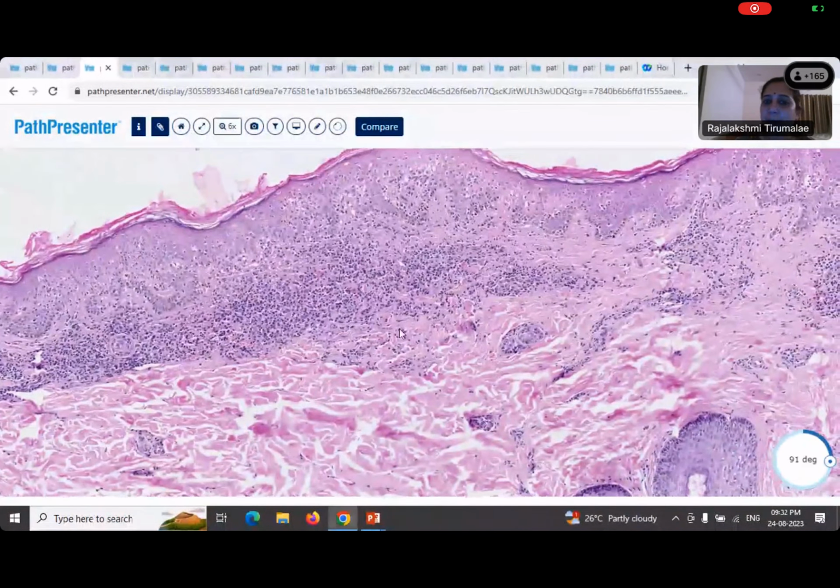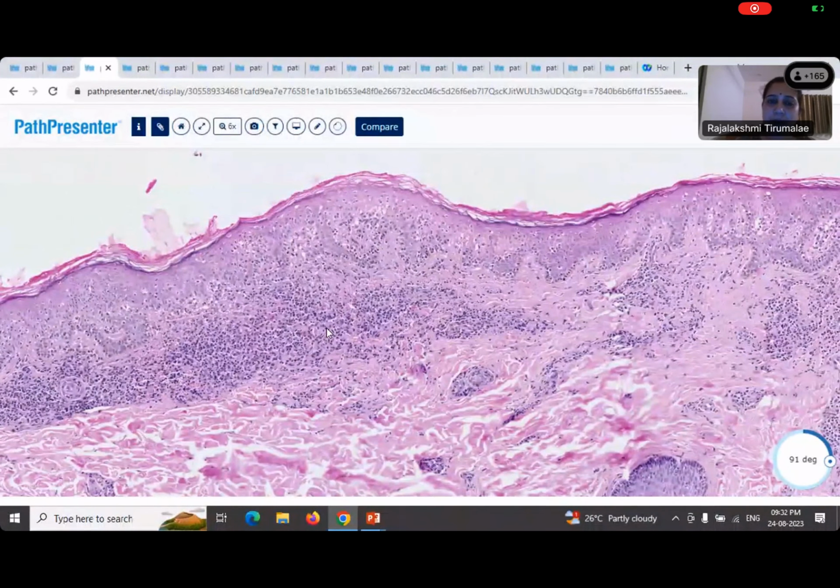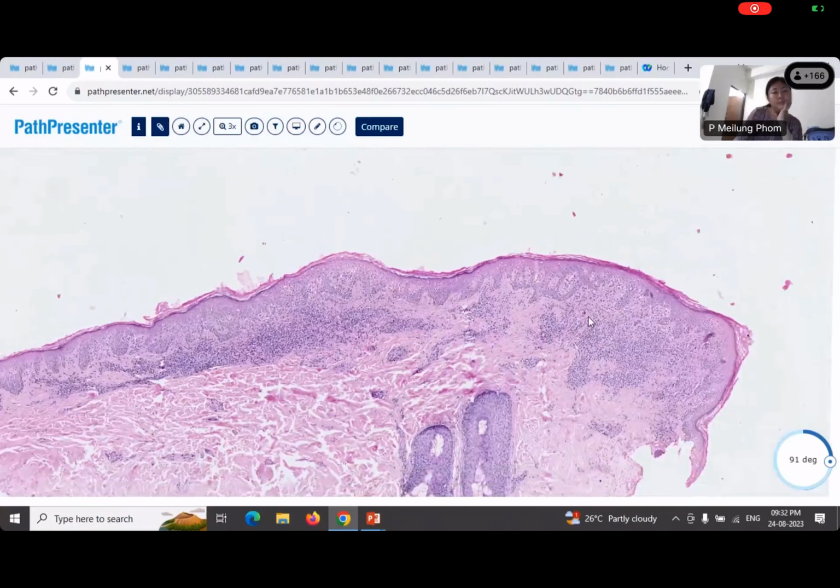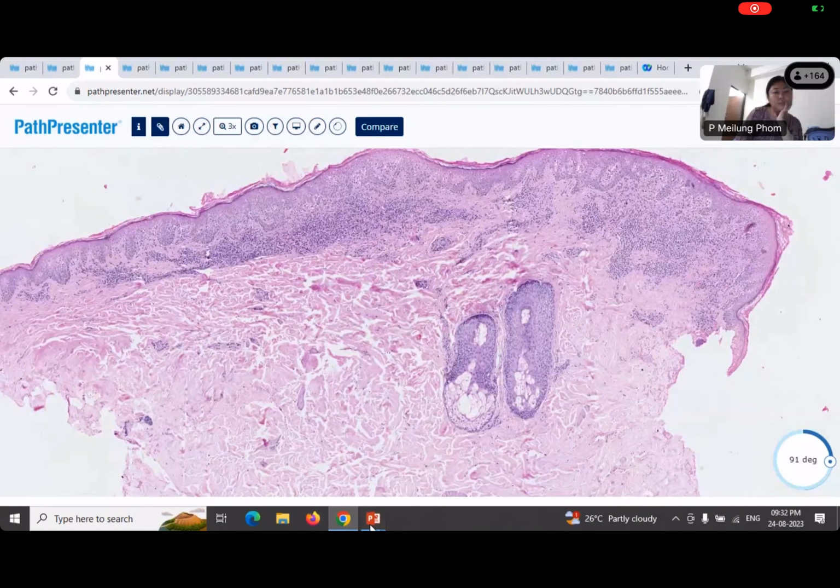So what do you call this? This is called disproportionate epidermotropism. Disproportionate to what? Disproportionate to the amount of spongiosis, right? So that is what is called disproportionate epidermotropism. In fact, it's not just epidermotropism, it is epitheliotropism.